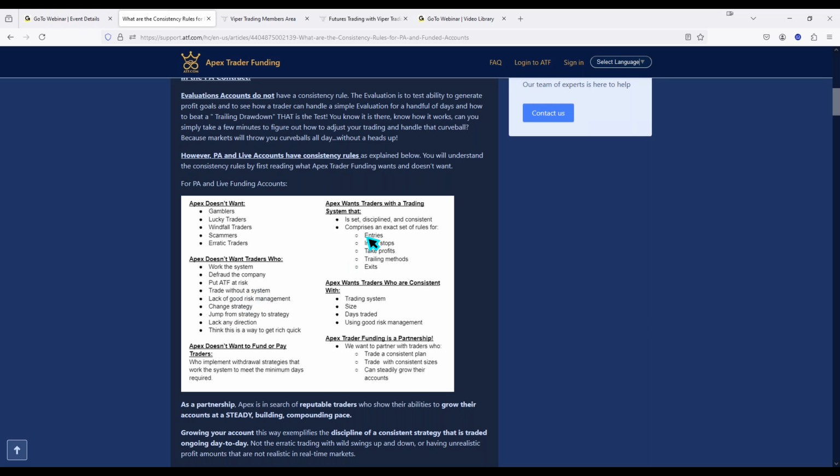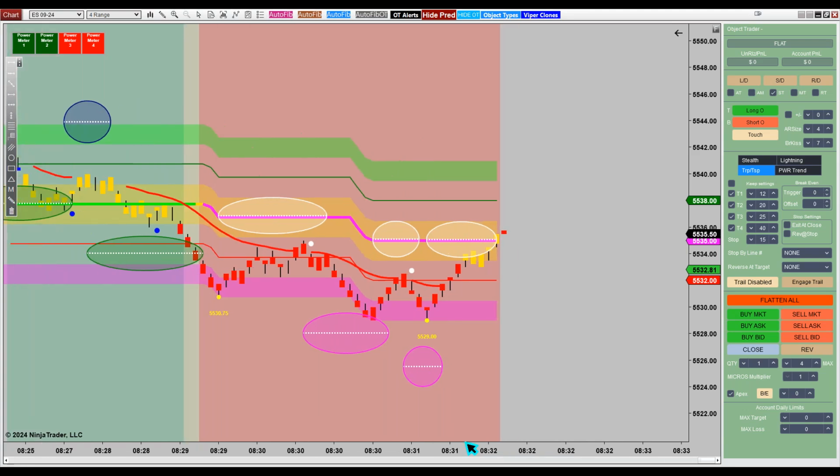Okay. They want traders with set, disciplined, and consistent rules, which we have at Viper Trading Systems. We take mid-band trades first time after trend change. We take phantom trades first time after trend change. And we take these break trades when they change trends. And you do want to make sure that you have initial stops. We do have those. And obviously, just keep up with the rules. Okay. So let me show you the example of this though.